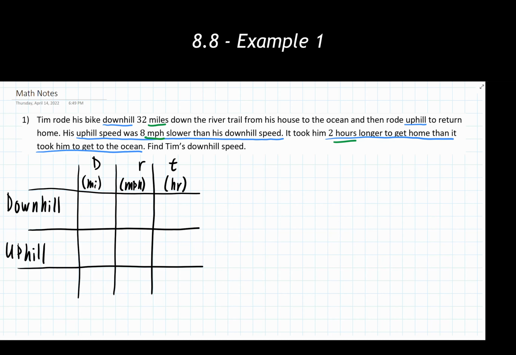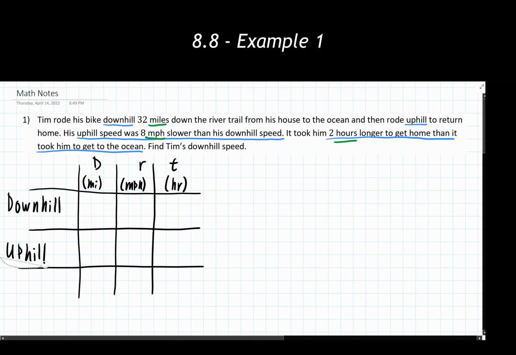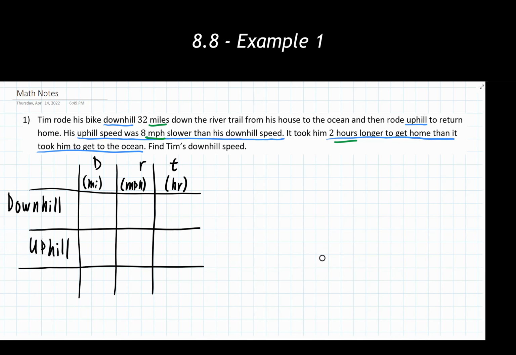So now we have our two scenarios. We have downhill, distance, rate, and time, and we have uphill, distance, rate, and time. So all we're going to use is this table to help us organize our work. I'm going to move this over just a little bit. There we go.